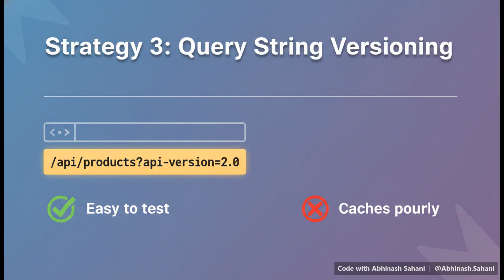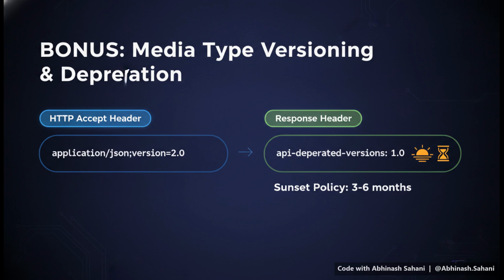Strategy 3 is query string versioning. Just appending ?api-version=2.0 to the URL. It's the easiest to test, since you can try it directly in any browser without extra tooling. But it pollutes query parameters that are often already used for filtering and paging, and it caches poorly, since proxies frequently treat every query combination as a unique entry. Best used for quick prototyping and internal admin tools, not as your only production strategy.